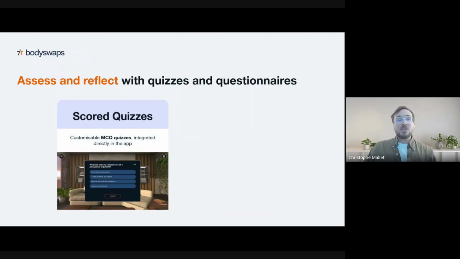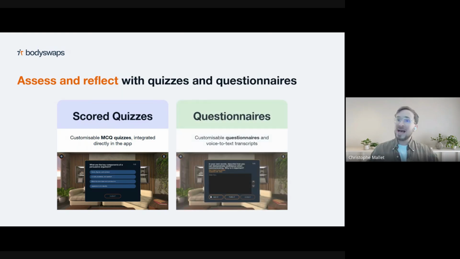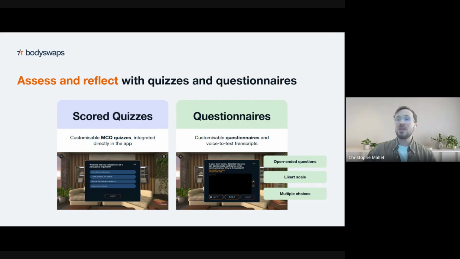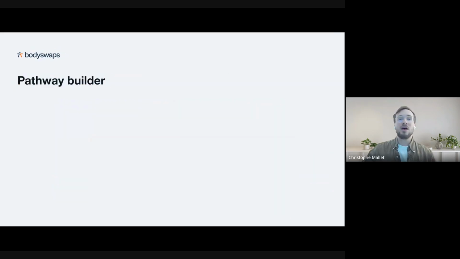Finally, in your pathways, you can add more elements. So you have the modules, you have the exercises, you have the role plays. You can add quizzes, MCQ, very easy. So you check the knowledge, and you can add questionnaires. So that can be Likert survey, that can be open-ended questions, typically used for learners to reflect. So all of this together is what makes a pathway.